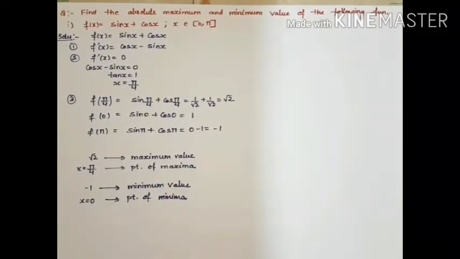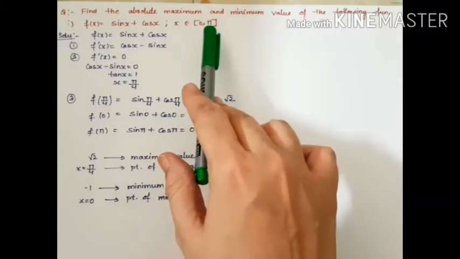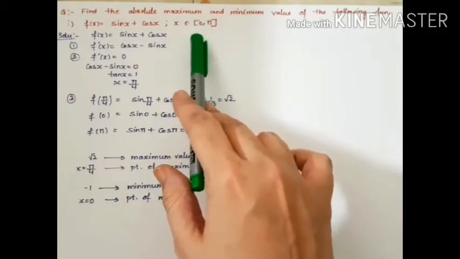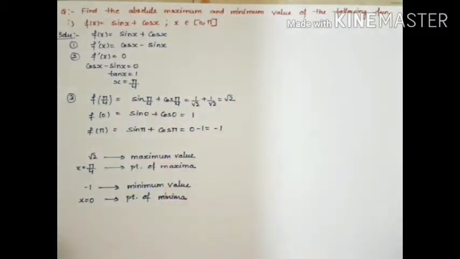So let us do another question, which is: you have to find the absolute maximum or minimum value of the following function, the given function f of x is equal to sin x plus cos x, and the interval is again a closed interval. Your x belongs to 0 to pi closed interval. Okay, so let us see how we are going to find this.